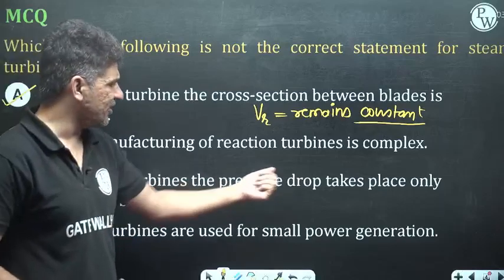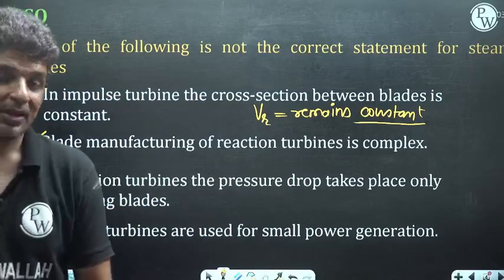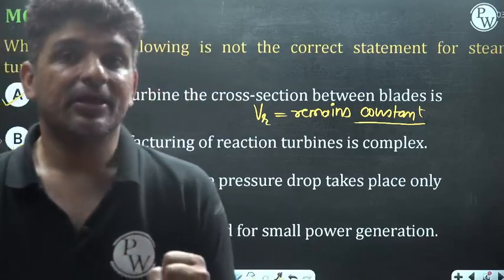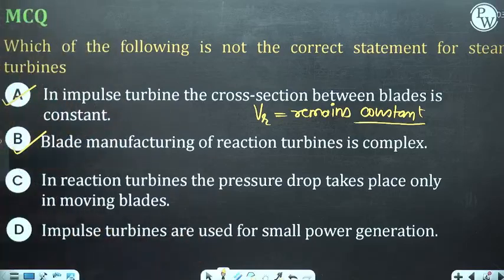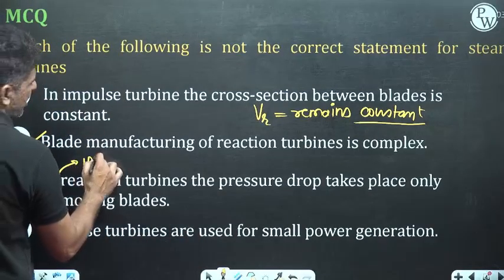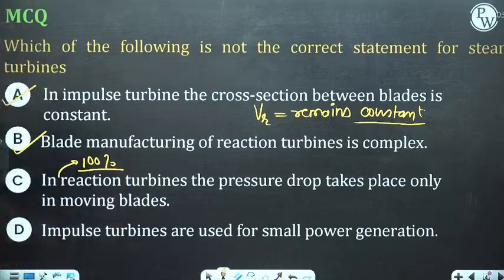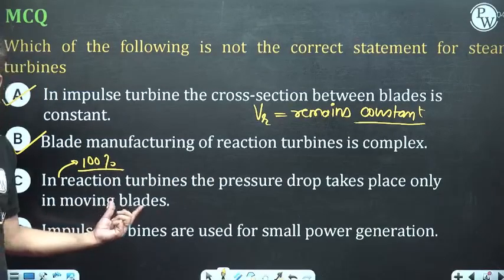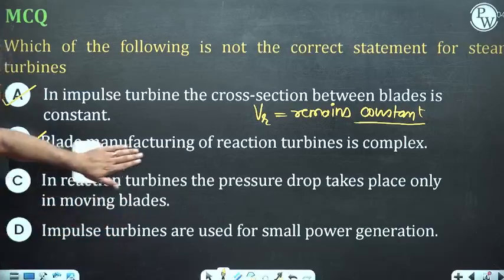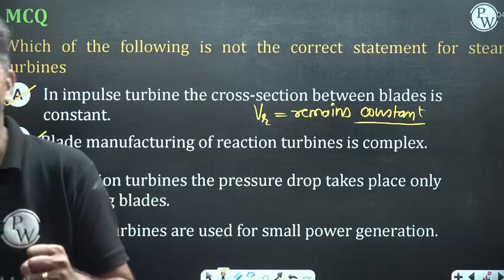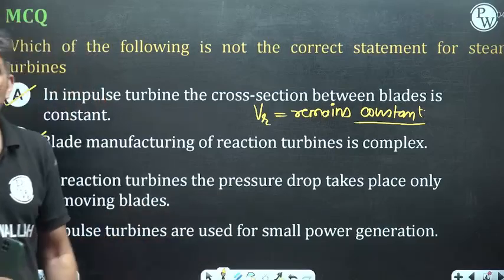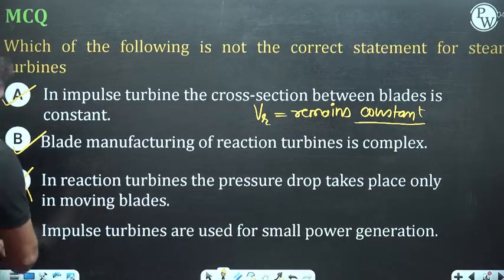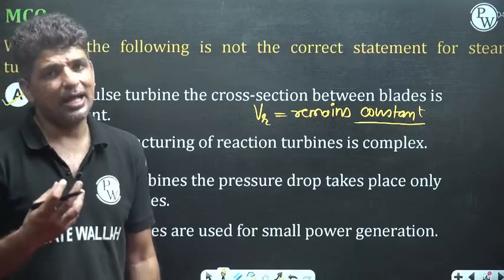In a reaction turbine, the pressure drop takes place only in the moving blade. In case of a reaction turbine, the reaction turbines are mostly impulse reaction. They are not purely 100%. Had this statement been for a 100% reaction turbine, the pressure drop would take place entirely in the moving blade, and that would be a correct statement. But he has not written 100% reaction turbine. Reaction turbines are basically impulse reaction turbines. So this statement is wrong. Next is impulse turbines are used for small power generation. That is again a correct statement. We don't use impulse turbines mostly for power generation.